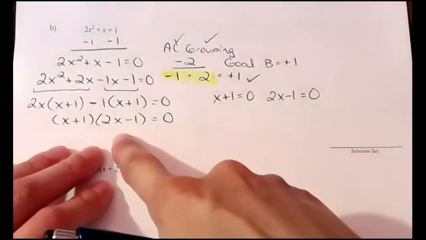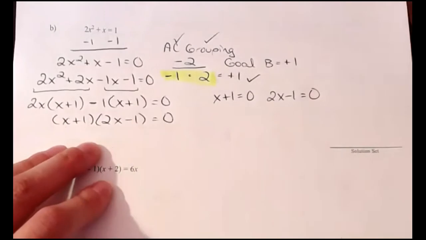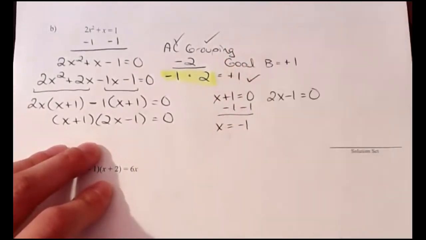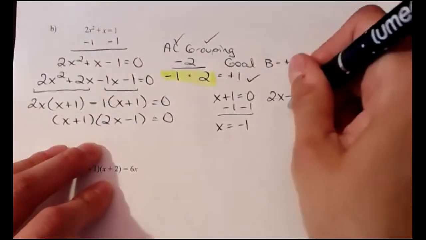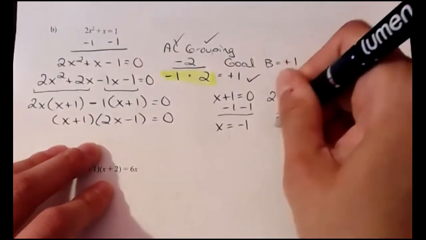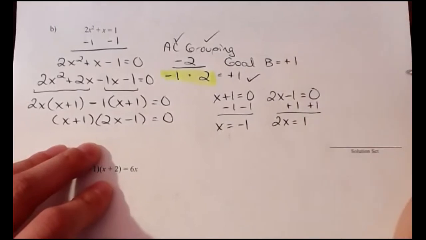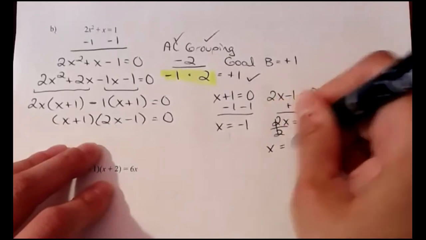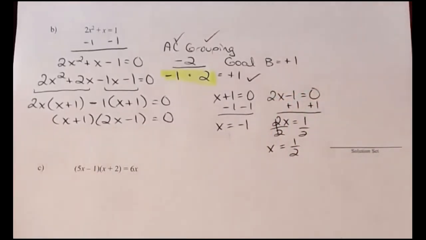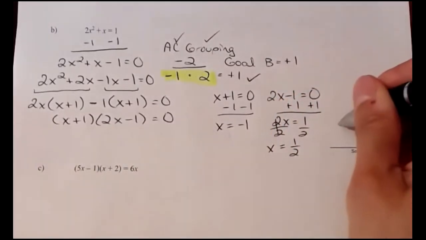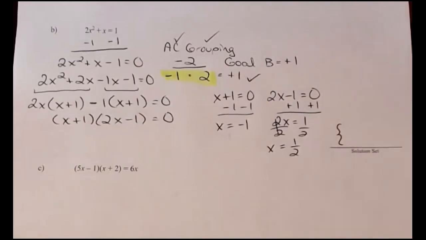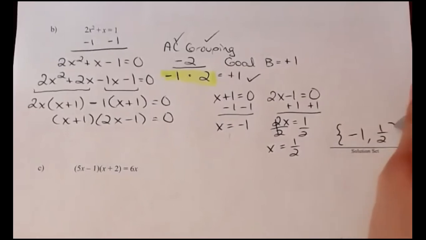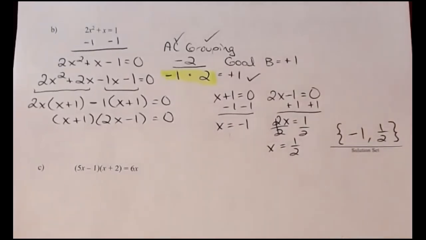So we set each factor containing a variable equal to 0, and then we simply solve. I find here x is equal to -1. And then I find here, see how I brought the 1 over, and then I'm going to divide by 2. I find that x is equal to 1/2. So in terms of my solution set, we'll go ahead and write our braces. And I'm going to write down that my solutions are -1 and 1/2. All right.